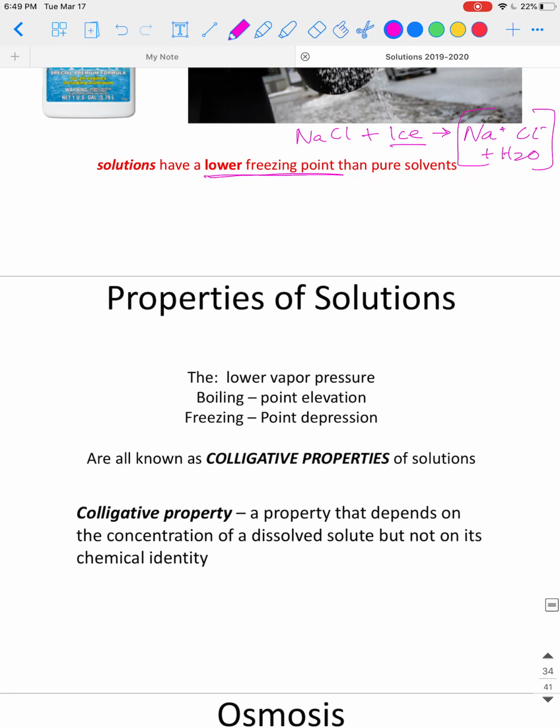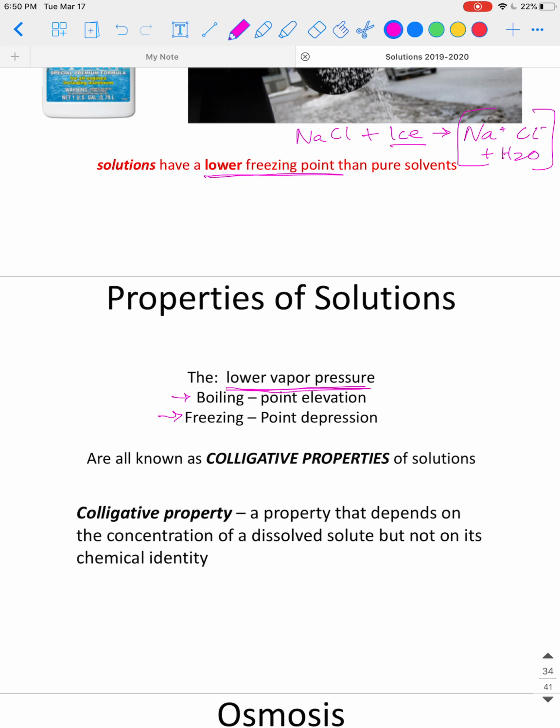So what does this mean overall? Properties of solution. Essentially what we see is the lower vapor pressure that we talked about. A lower vapor pressure of solutions is responsible for both the boiling point elevation and a freezing point depression. That's the reason why boiling points are higher and freezing points are lower. It's because solutions have a lower vapor pressure, because again, there's just more glue, more intermolecular forces at play in a solution than in a pure substance.